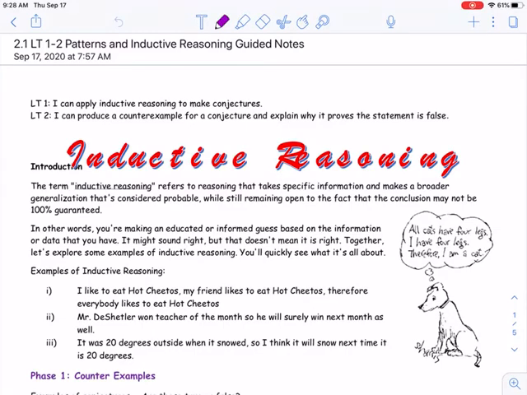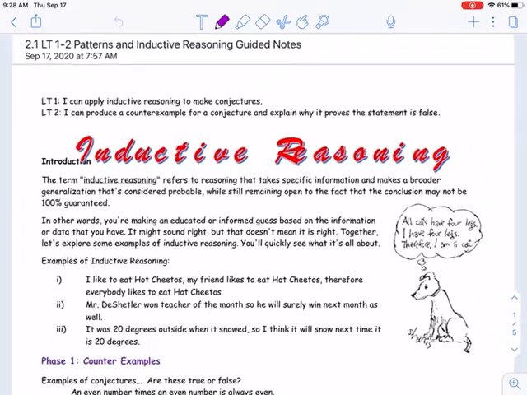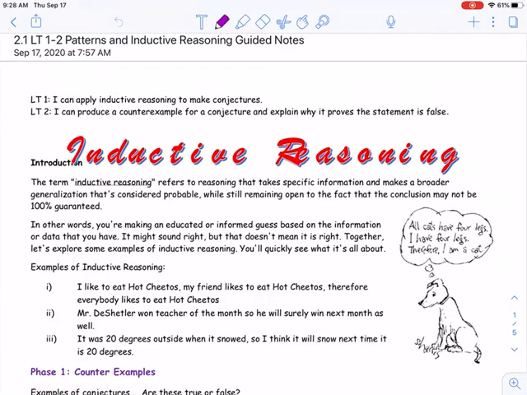Hello students, we're here in Unit 2, and the first section in Unit 2 is about inductive reasoning, finding counterexamples, and explaining why statements can be false. Alright, so in this unit, Unit 2 is all about logic, reasoning, and proof.